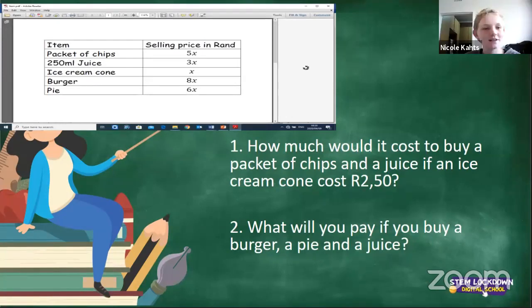Number two will be 42 rand 50 cents, because a burger is 20 rand, a pie is 15 rand, and a juice is 7 rand 50. So you add all of those together and you get 42 rand 50. Yes, but how did you add it? Can you tell us what did you add first? First you take 2 rand.